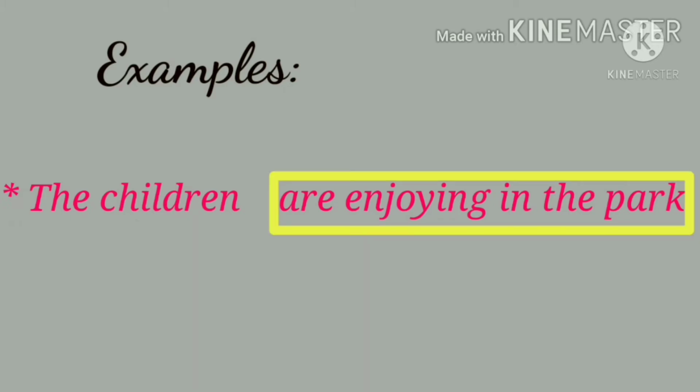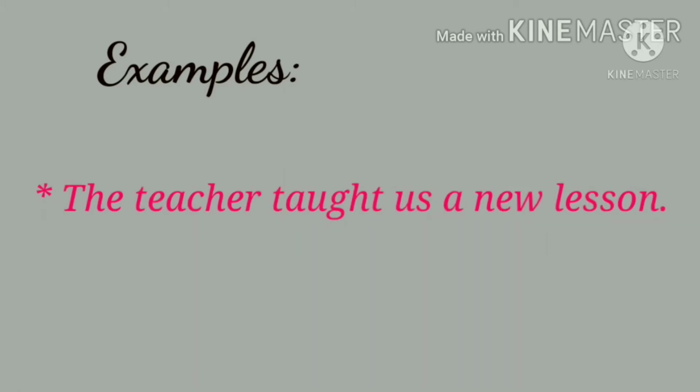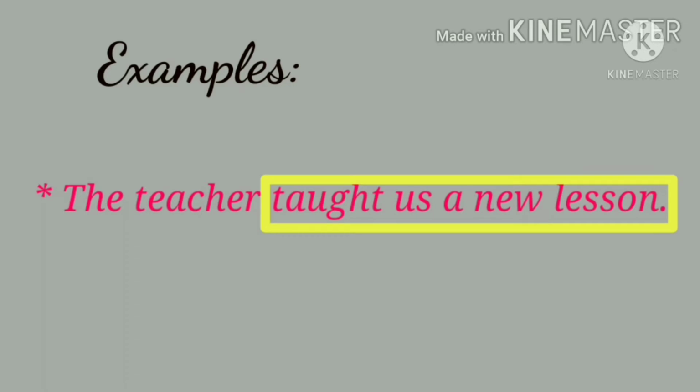Then second one, the teacher taught us a new lesson. Here the verb is taught. Who taught us a new lesson? The teacher. So the teacher is the subject. Taught us a new lesson is the predicate of the sentence.